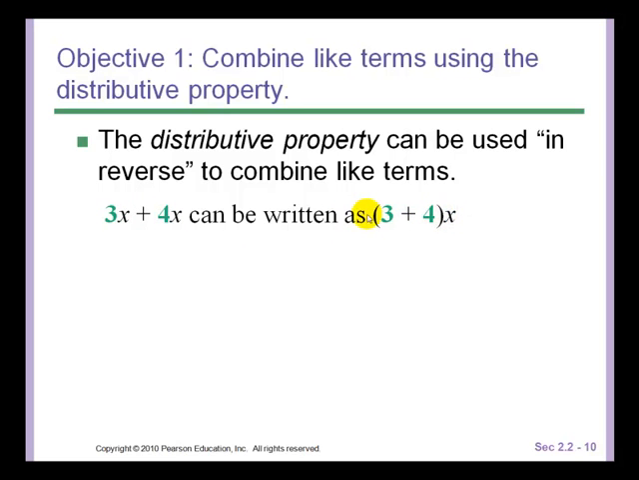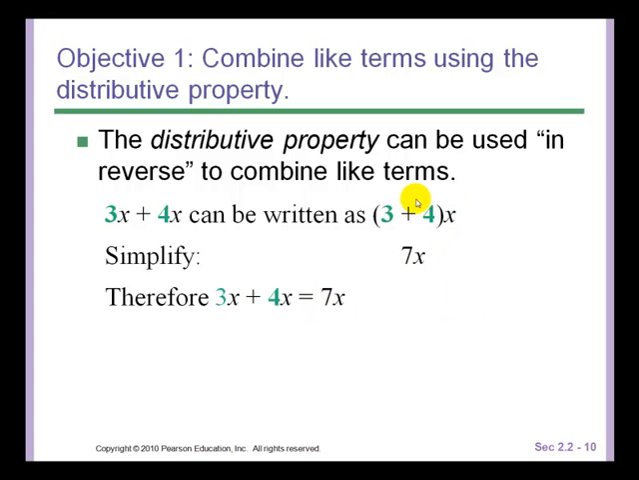Typically, you used to see it written in front of the parentheses, but remember the commutative property tells us that it doesn't matter what order things are multiplied in. So in this case, we are choosing to write the x afterwards. We can use this idea to simplify. Now that we've removed the x, we can add 3 plus 4 and get 7x. Therefore, 3x plus 4x is 7x.